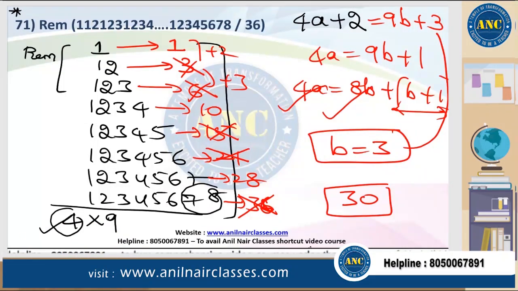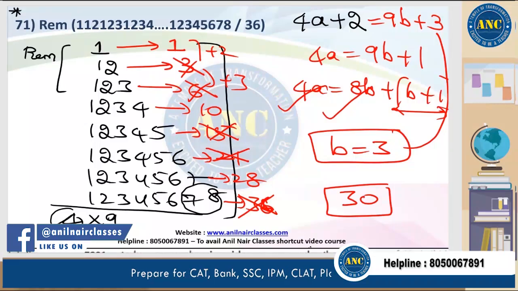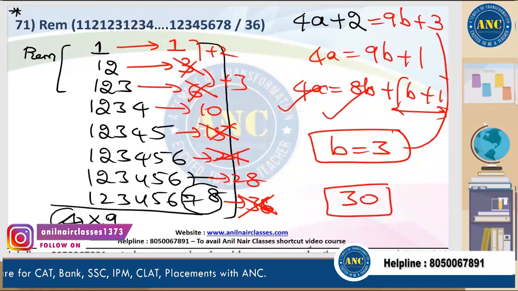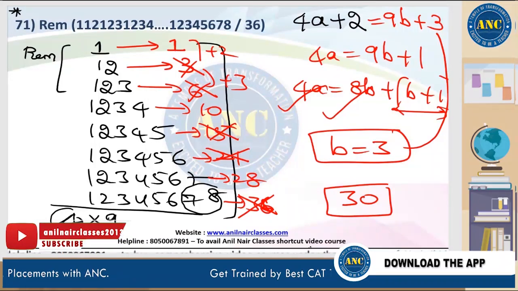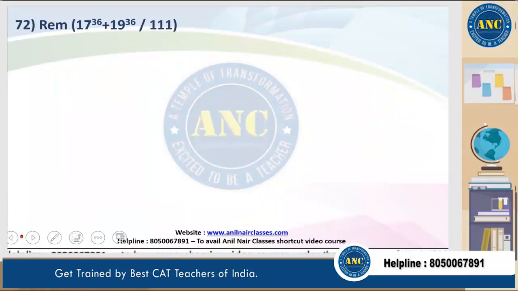36 is 3 plus 6, 9 out. 21 plus 15, 36 out. 6 plus 3, 9 out. 10, the digital sum is 1. 28, the digital sum is 1. So total remainder 3. 4a plus 2 is equivalent to 9b plus 3. From there I got the answer 30. 71st question, I hope it is clear.